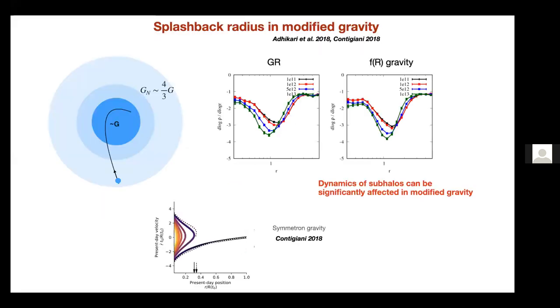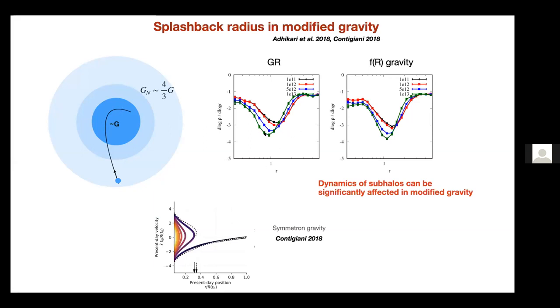So I've been interested in looking at what happens to the splashback radius in modified gravity models. There's also some work by Contigiani, 2018, who have also looked at splashback radius and modified gravity. Essentially, galaxies or particles are falling in from a transition region of enhanced gravity into a dense region where gravity goes back to G. And this has interesting effects on the dynamics and the velocities with which the galaxies fall in.